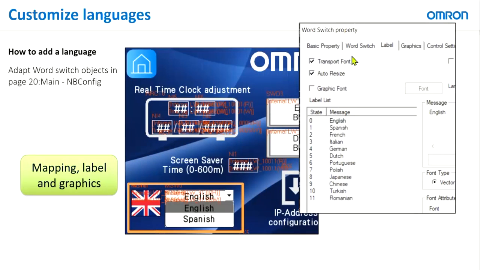So for example, the mapping will be in the word switch tab. And once this is changed, in the label you will see a new row here where we will put the name of the new language. And the graphics of this object is changed like I showed before.